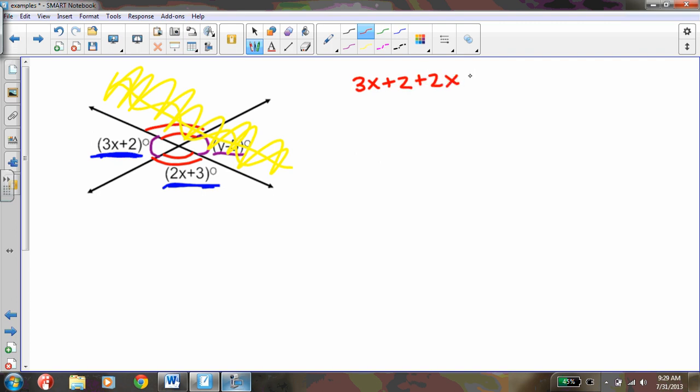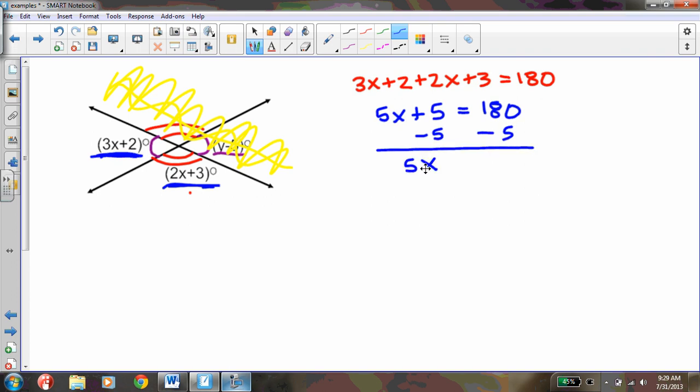So I'm going to say that 3x plus 2 plus 2x plus 3 have to equal 180 because they form a linear pair. Now I'll combine my terms. 5x plus 5 equals 180. And I'll solve the equation. Divide by 5 to isolate the x. 175 divided by 5 is 35. So that's the value of x.